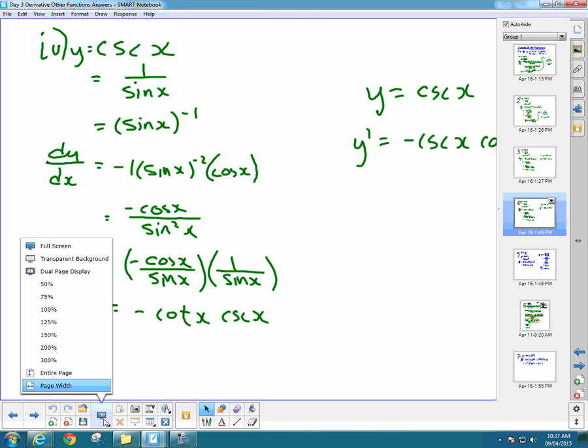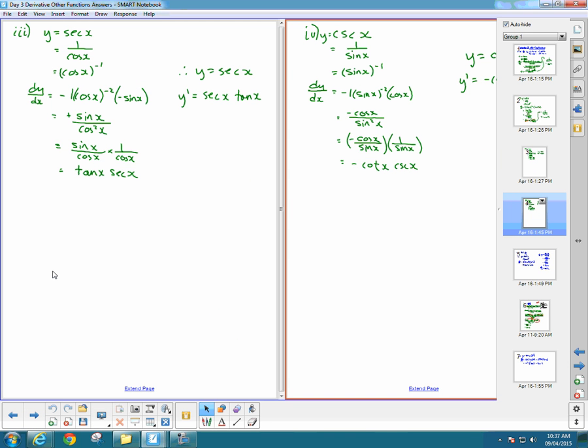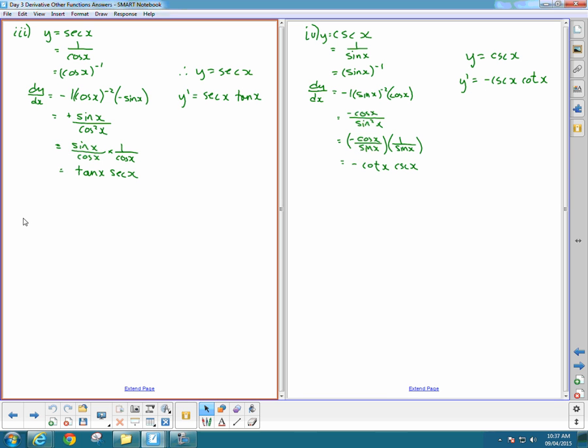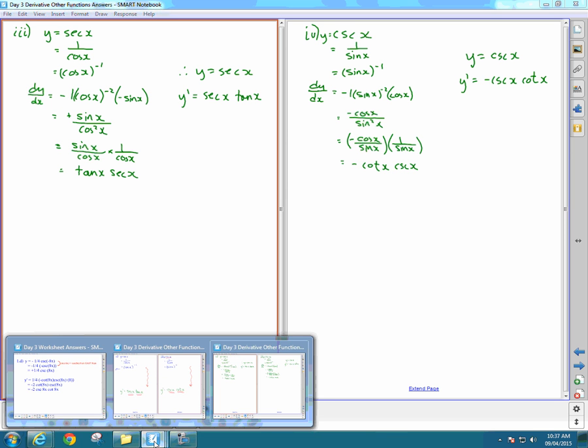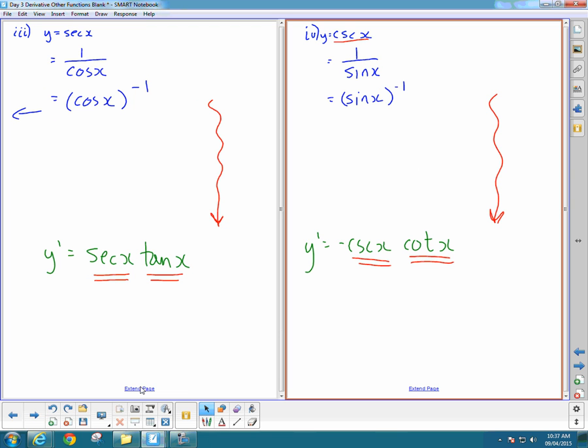I'll just dual screen it for a second. So you see there's the work to get secant and cosecant. You could pause here and let people see it. But I do want you to try it on your own first. Okay, so do try it on your own first. That's it for now, and you can watch the next video in a second.